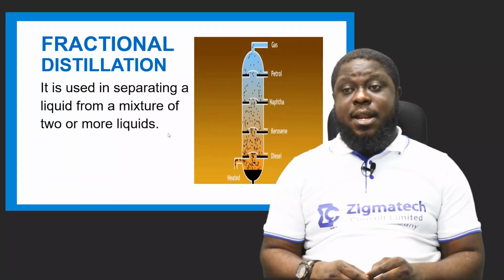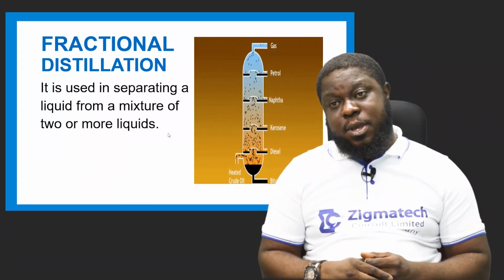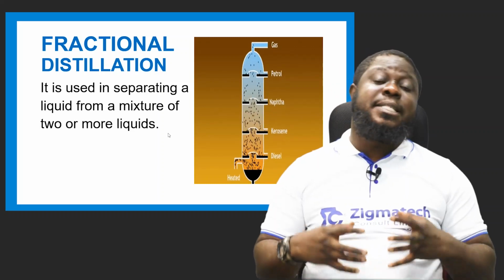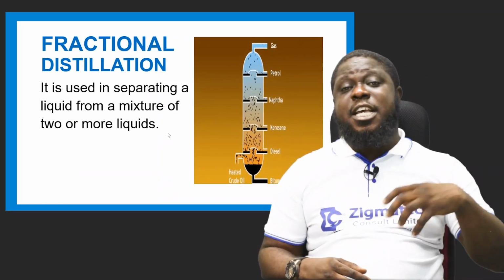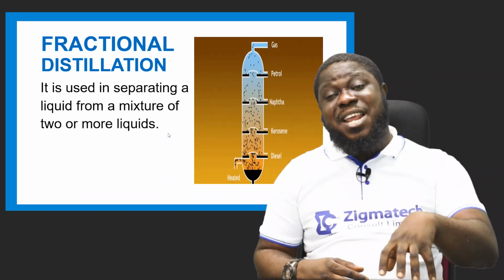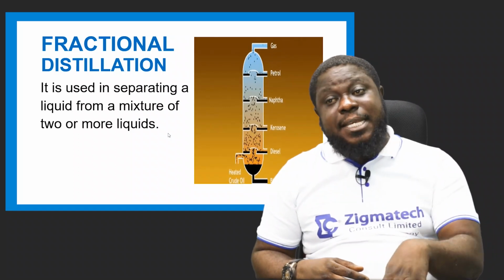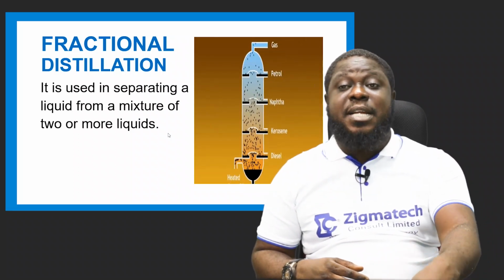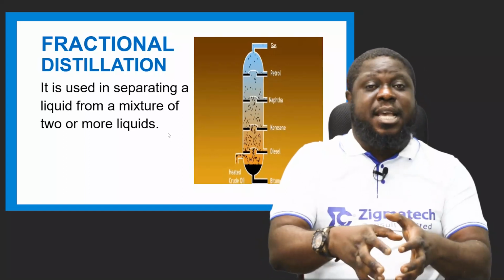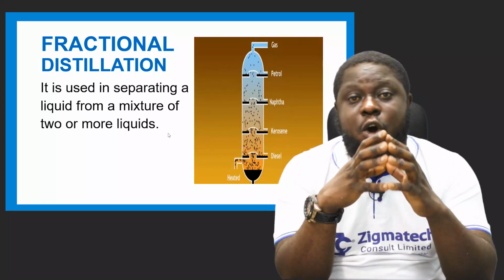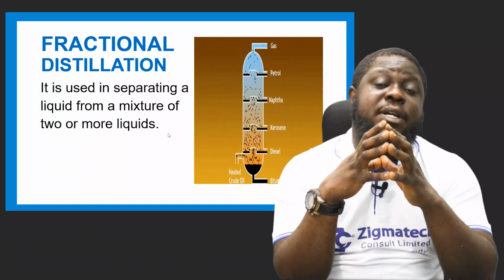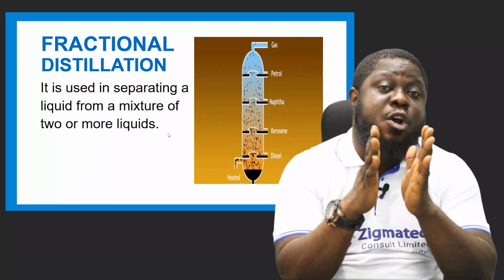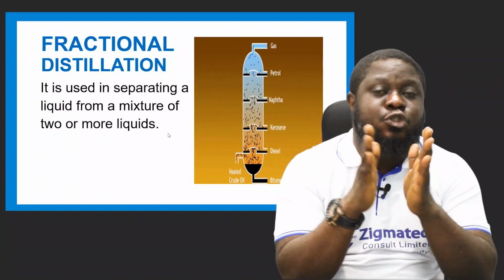Now, the crude oil is a mother liquid, a mixture of two or more liquids. When heat is given to it in a fractionating column, that is where the fractional distillation is being processed. The column that they use in fractional distillation is called a fractionating column or a fractionating tower.